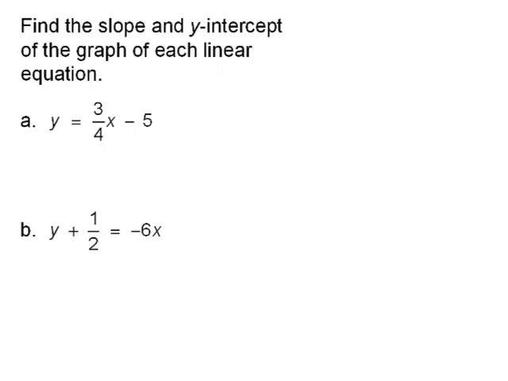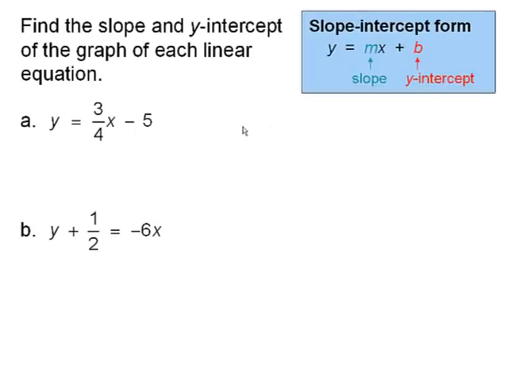Find the slope and y-intercept of the graph of each linear equation. When you're given a linear equation, one way that you can find the slope and y-intercept of the line it represents is to write the equation in slope-intercept form. Slope-intercept form is y equals some number m times x plus some number b.